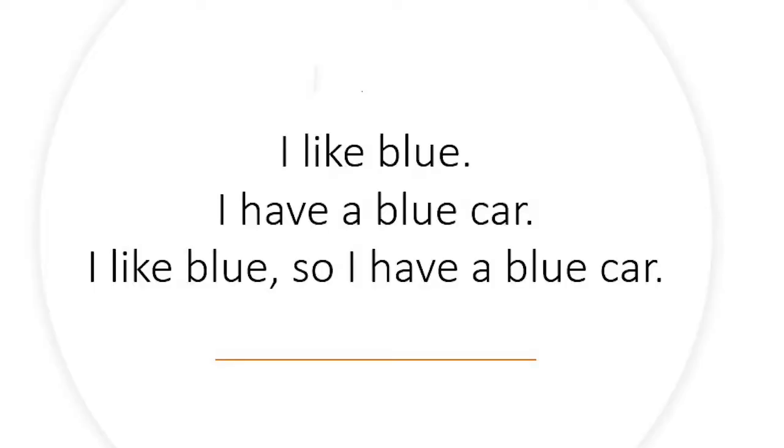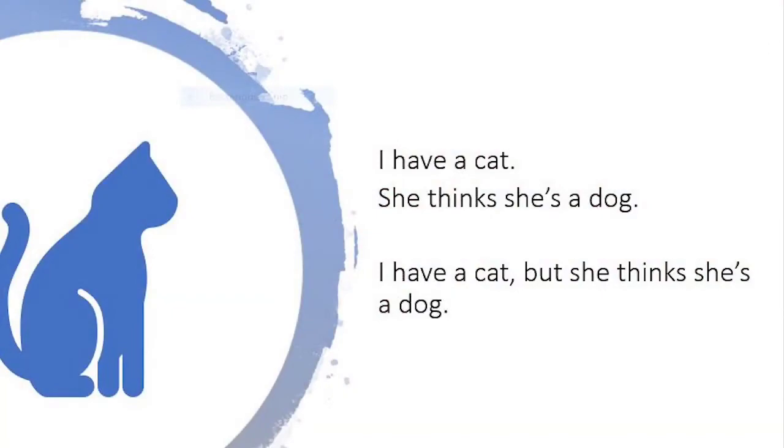An example sentence may be, I like blue. I have a blue car. I like blue, comma, so I have a blue car. Another example may be, I have a cat. She thinks she's a dog. I have a cat, comma, but she thinks she's a dog. So that's an example of connecting two independent thoughts together. Just remember your coordinating conjunction and your comma.